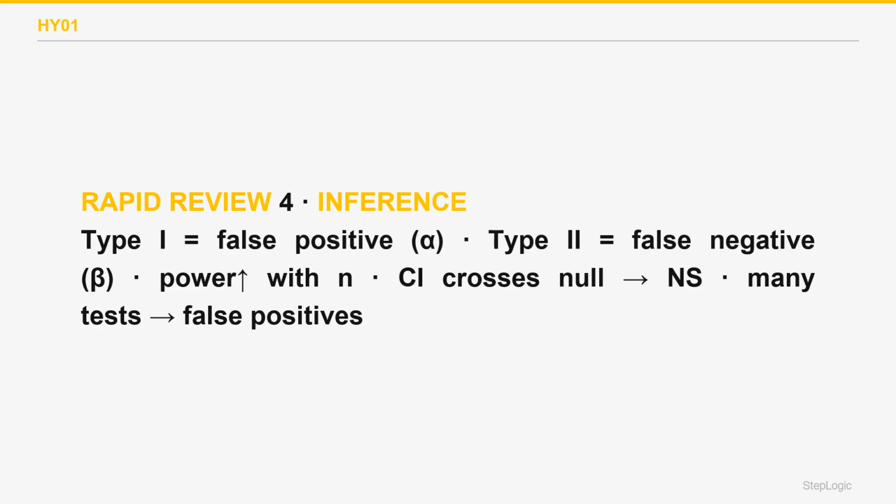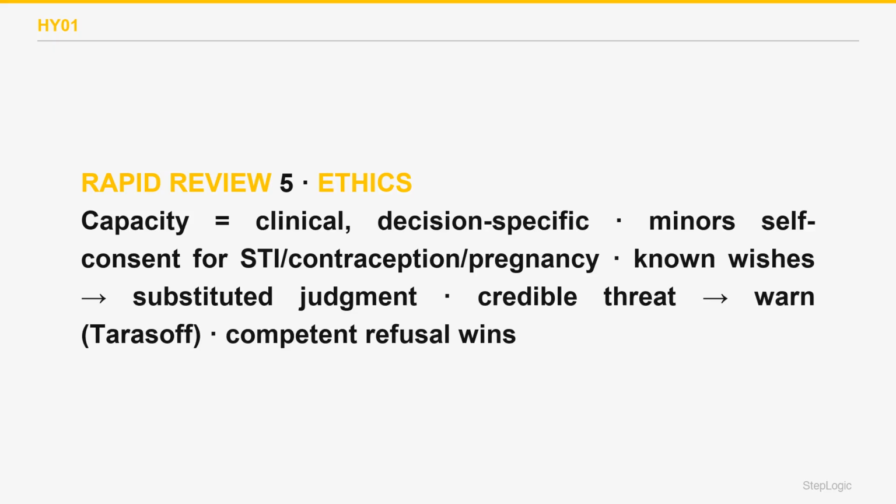Type 1 cries wolf. Type 2 misses the wolf. If the confidence interval crosses the null value, it is not significant. When the patient's wishes are known, decide as they would. A competent, informed adult can refuse anything, even life-saving care.